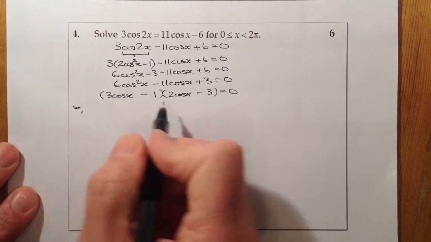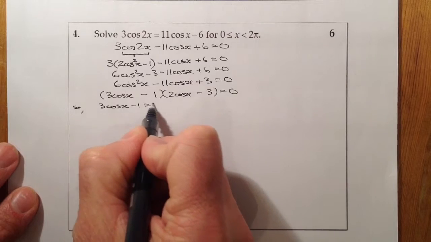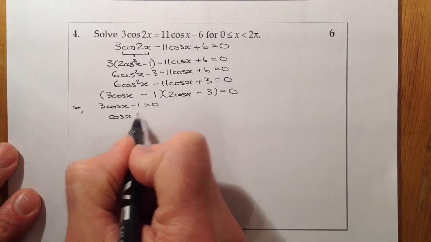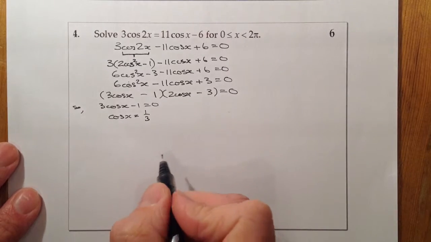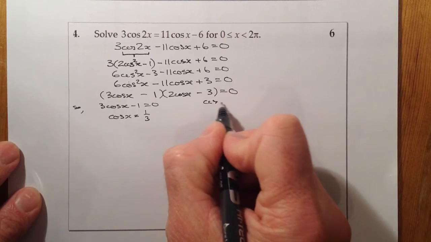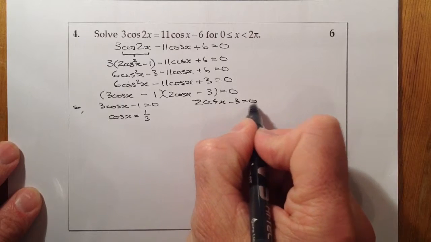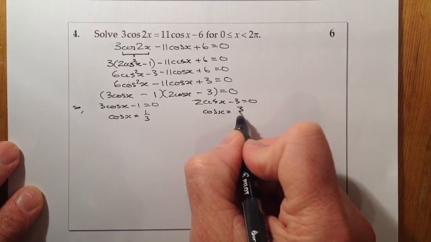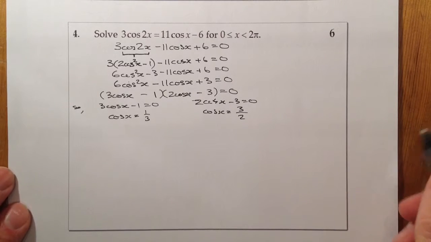Right, so from there, I know that 3 cosine x minus 1 equals 0. So cosine x, take the 1 over, divide it by 3, is equal to 1/3. On this side, I've got 2 cosine x minus 3 is equal to 0. So cosine x is equal to, bring the 3 over, divide it by the 2, so cosine x is equal to 3 over 2.